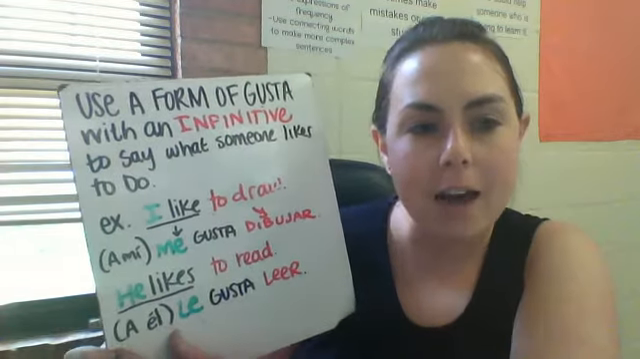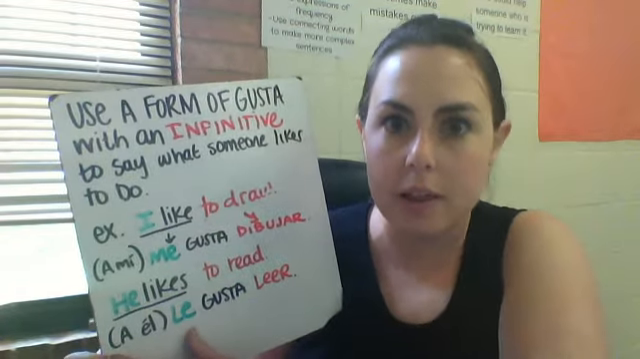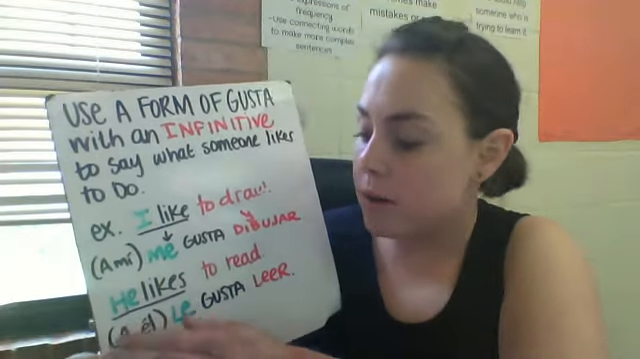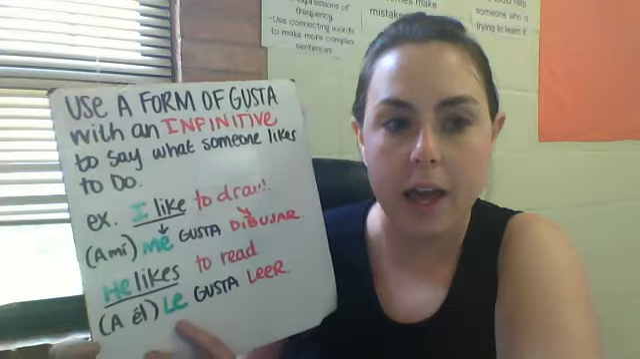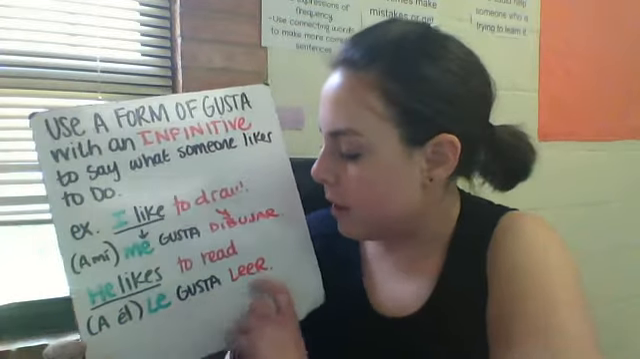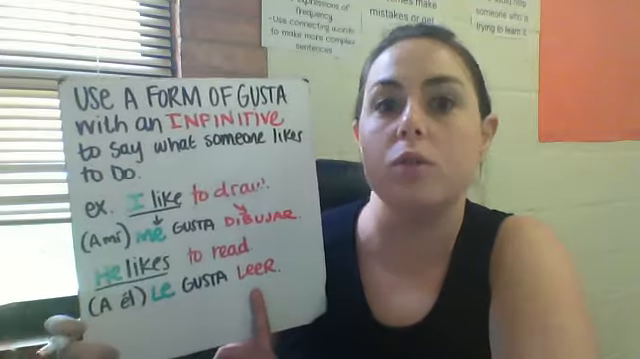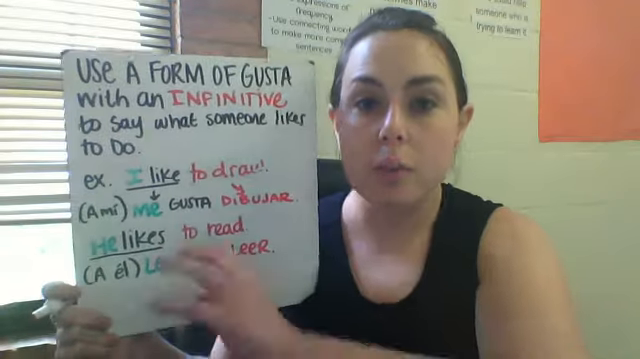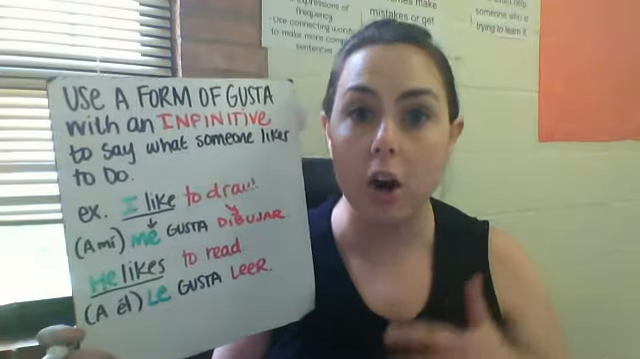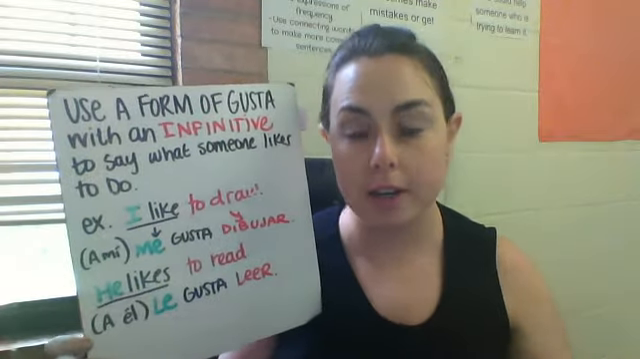In another example, he likes to read. I could have a él, or I could have someone's name, like a Jose for Jose likes to read, or not. I don't have to have that. I could just say le gusta leer for he likes to read. Leer is the infinitive that I would use for to read. So I'm putting those forms of gusta together with an infinitive, an unconjugated AR, ER, or IR verb, to create a sentence.